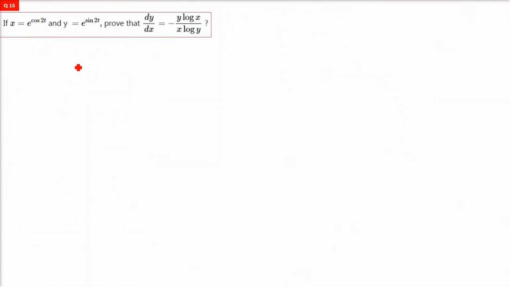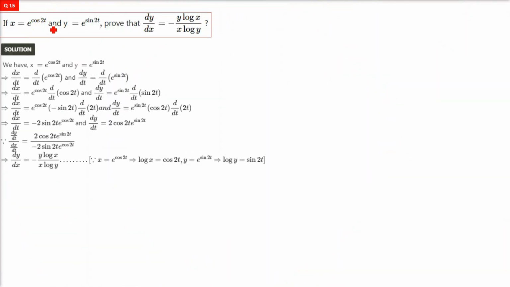So we have x equals to e to the power cos 2t. Y is equal to e to the power sin 2t. We have to find out dy by dx. Please see, there is no t term on the right. So dx by dt, dy by dt we'll find out. We'll divide them and see where it takes.